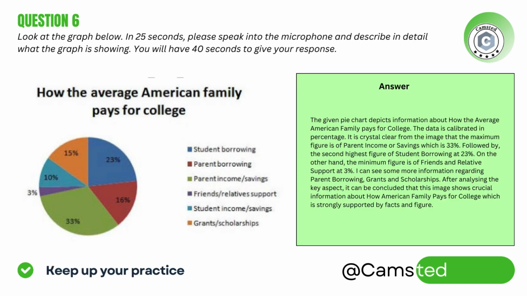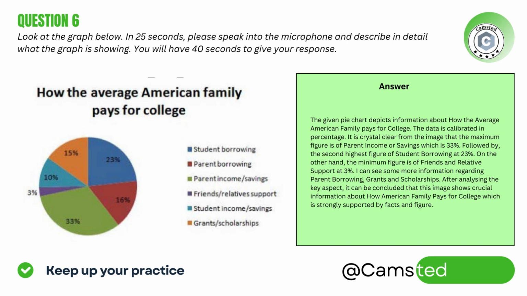The given pie chart depicts information about how the average American family pays for college. The data is calibrated in percentage. It is crystal clear from the image that the maximum figure is of parent income or savings, which is 33%. Followed by the second highest figure of student borrowing at 23%.